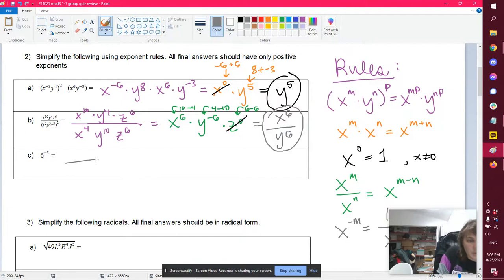Nice. For this one, the only rule is this gray one, and we're just finished. Whenever we have a negative exponent, we just get to put it in the denominator. All right.